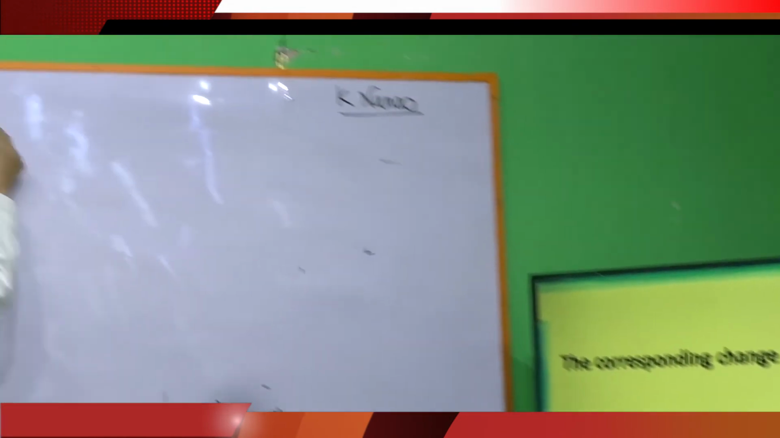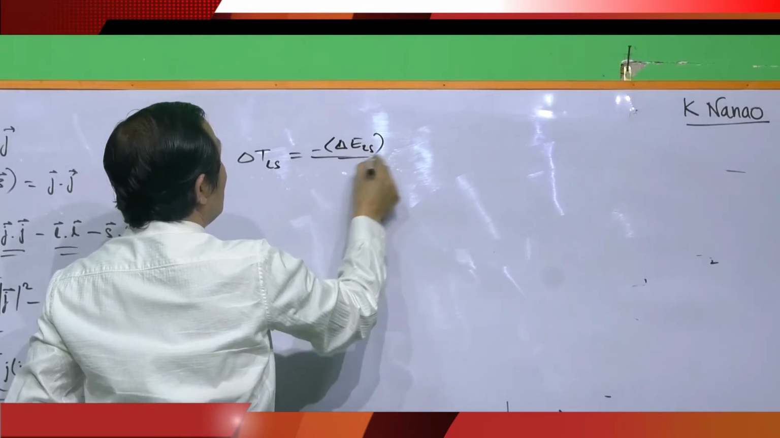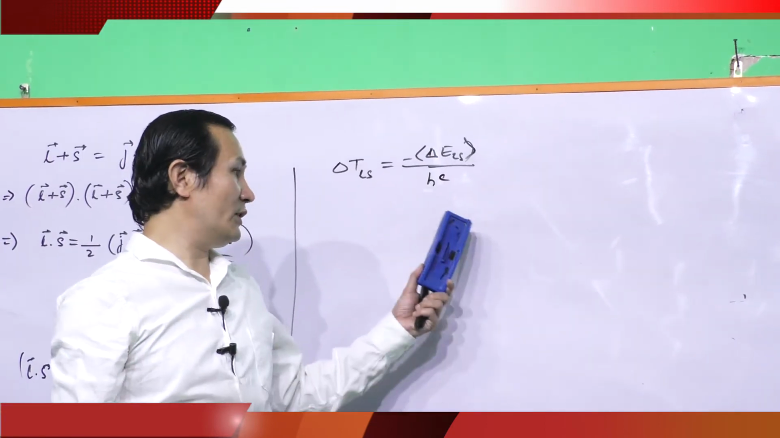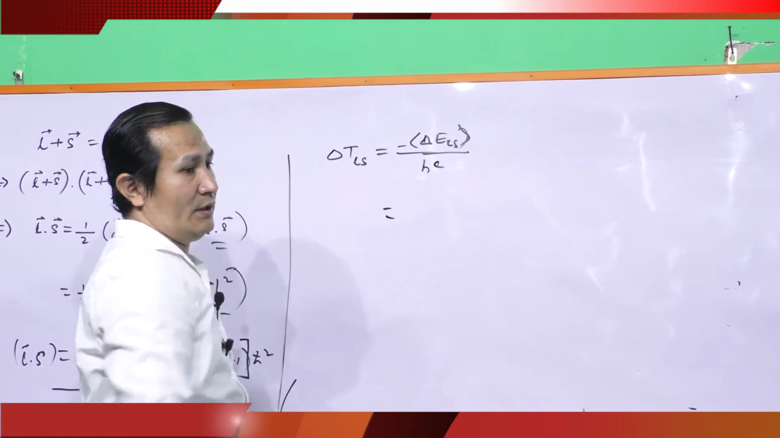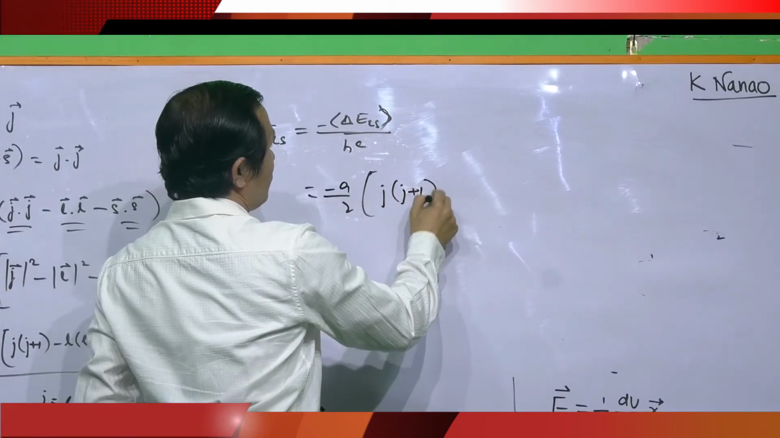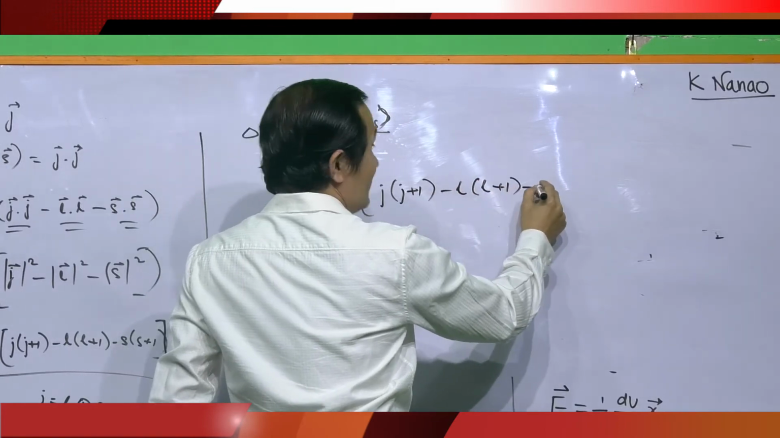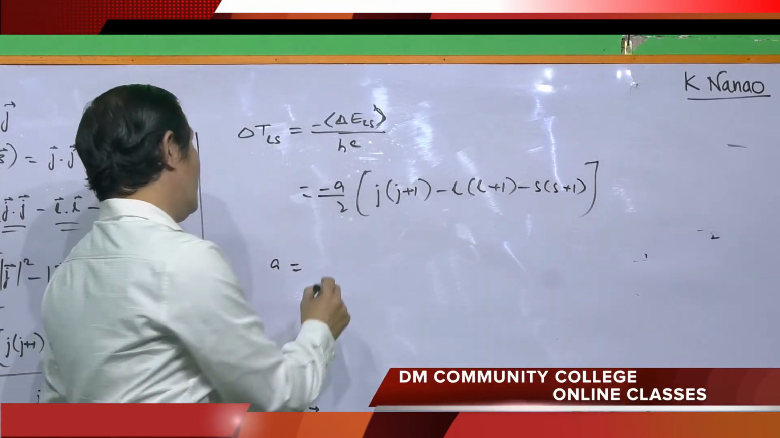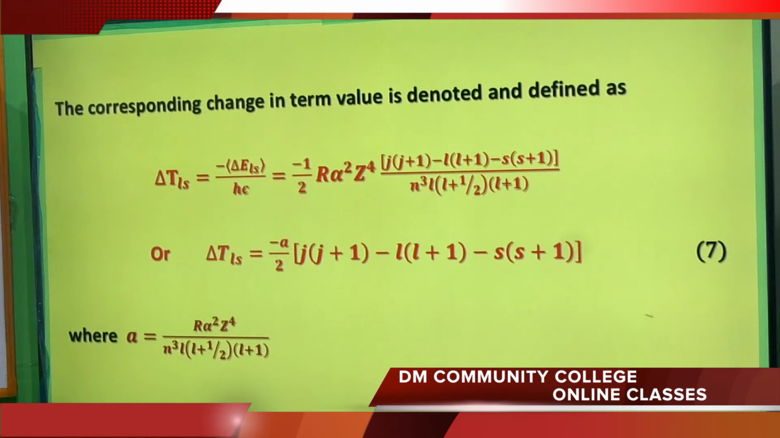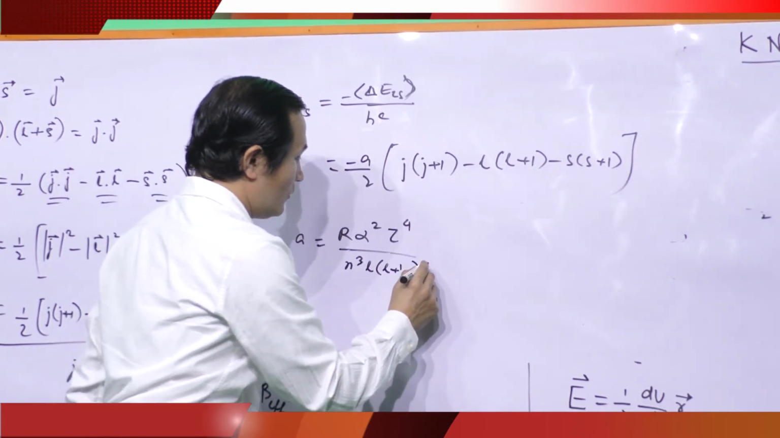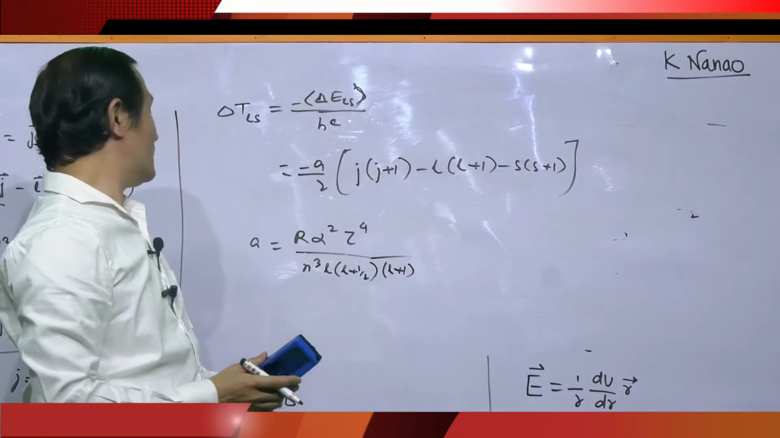It is defined as del E_LS by IC. So this is the thing, when you put it, the thing that you get here is given in equation 7, where I put the constants to be minus A by 2 times J into J plus 1 minus L into L plus 1 minus S into S plus 1, and this A I made equal to this one, just to make it simple, okay. So this is the thing.